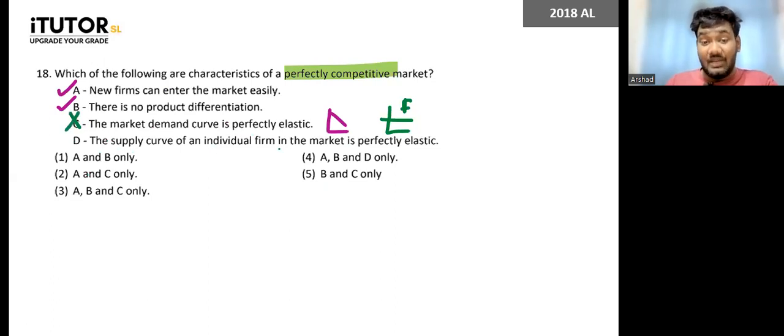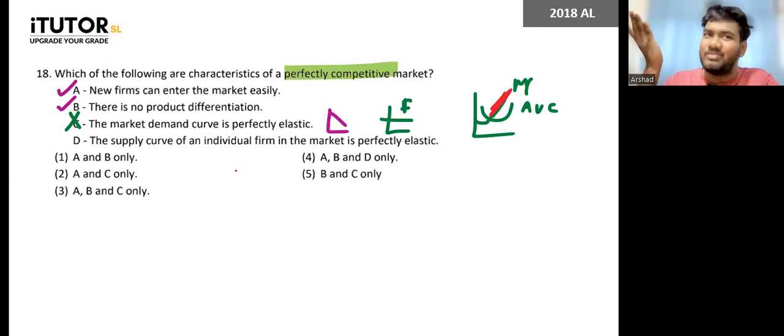Supply curve of an individual firm is perfectly elastic. Is it? No, guys, remember, supply curve is the marginal cost curve above the minimum AVC. Here, this is the AVC. Marginal cost is there, right? Remember, we say supply curve is the marginal cost curve above minimum AVC. Is it perfectly elastic? No, it's upward sloping. So therefore, not B as well.